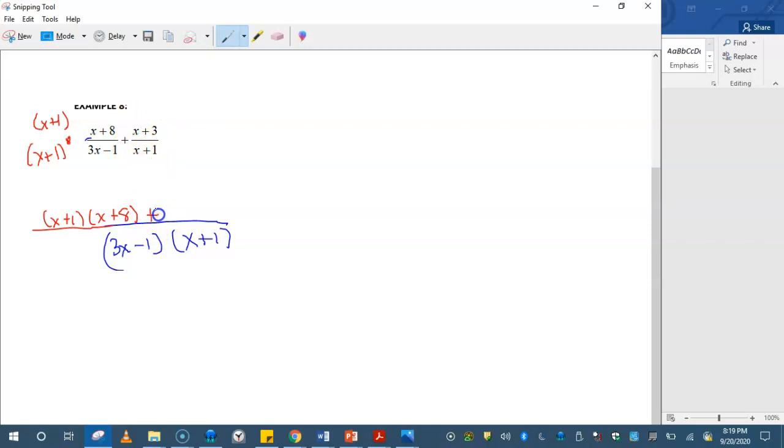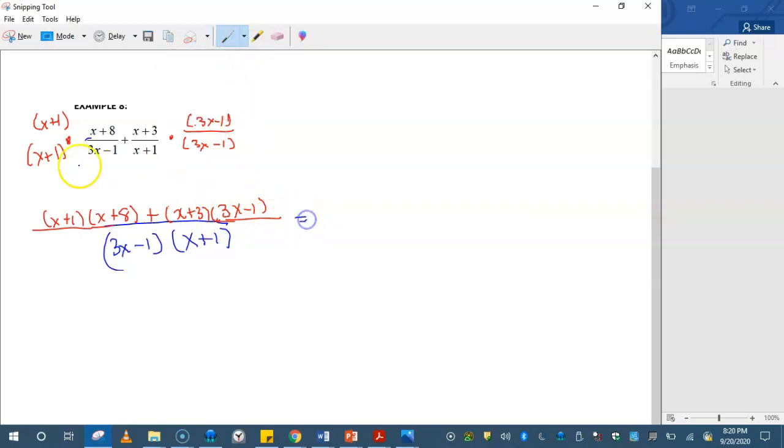Then plus, well, what is this fraction missing? Well, it has the x plus 1, but it's missing the 3x minus 1. So that means I got to multiply both numerator and denominator by 3x minus 1. Okay, so that means that I don't care about the denominator, right? That's just my LCD. I care about my numerator. And in this case, guys, the easiest thing to do is just write out your factors. x plus 3 times 3x minus 1. Don't try to multiply it here. Don't try to do it there. Just wait. Okay, now the next step, I'll simplify.